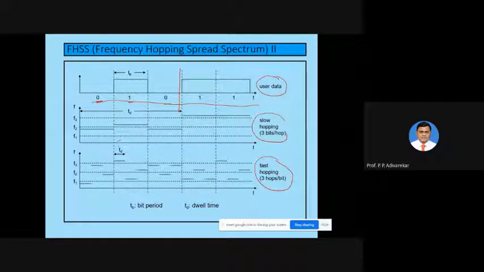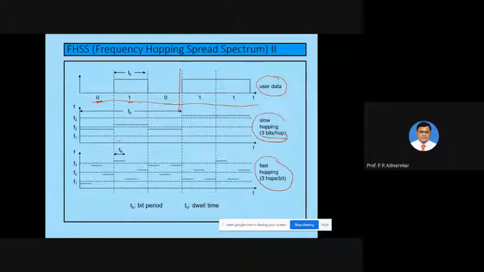Now we will take the example of slow hopping. In slow hopping, several bits are sent on a single channel. That means here you can see 3 bits per hop. So let's say 3 bits are using the same frequency channel. Here the bits we have taken are 0, 1, 0.